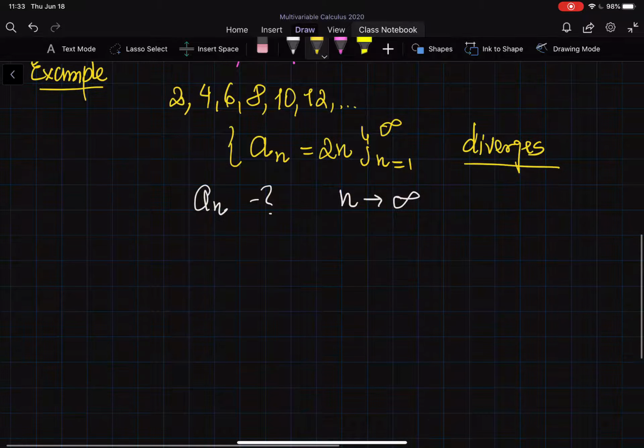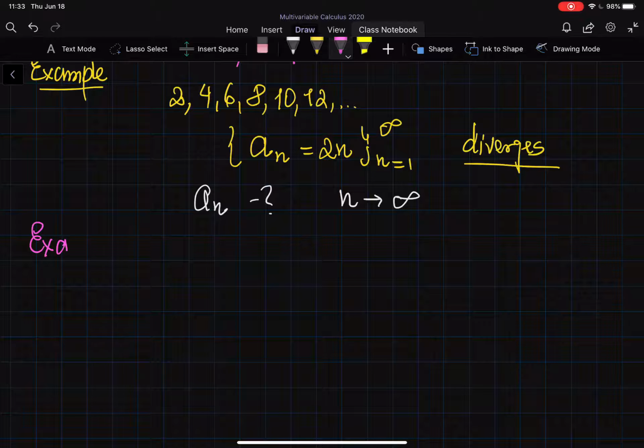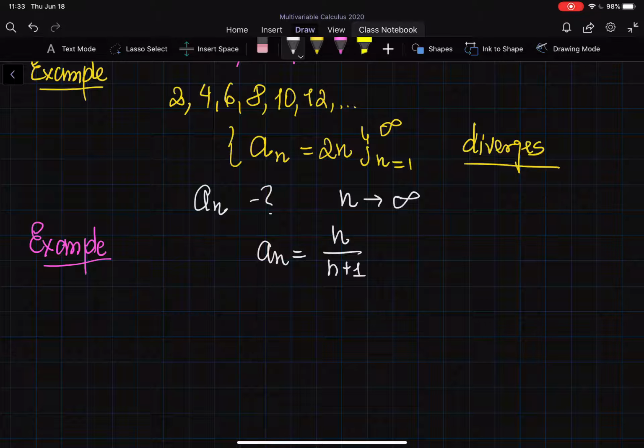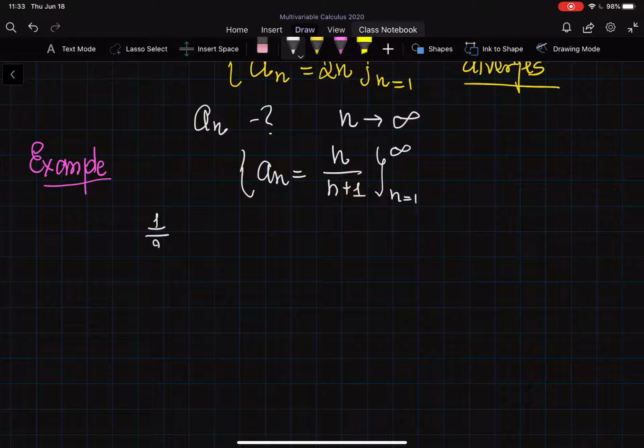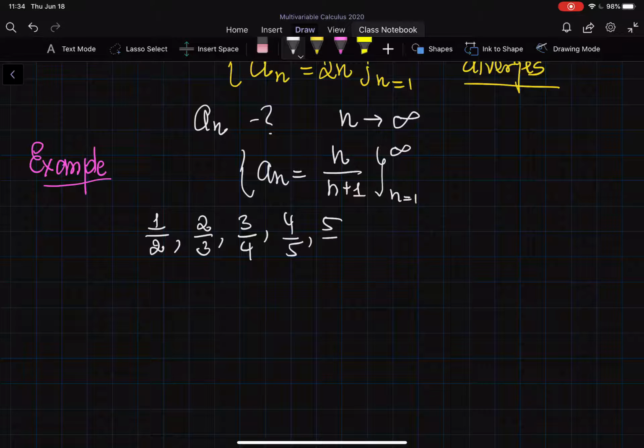So now let me give you an example of a sequence which is going to converge. So let's consider another example. This is an example from our previous lecture where we wrote down the general term of a sequence as n over n plus 1. So let me generate a couple of terms of the sequence in order to give you an impression what kind of sequence this is. If n is equal to 1, it's going to be 1 over 2. If n is equal to 2, it's going to be 2 over 3. If n is equal to 3, it's going to be 3 over 4, 4 over 5, 5 over 6, and so on.